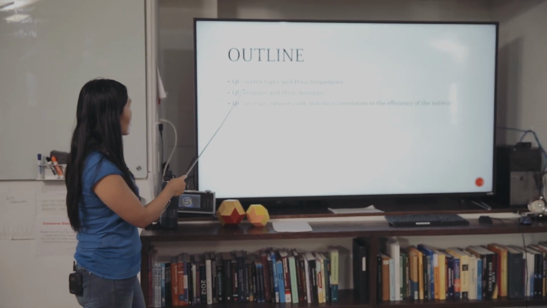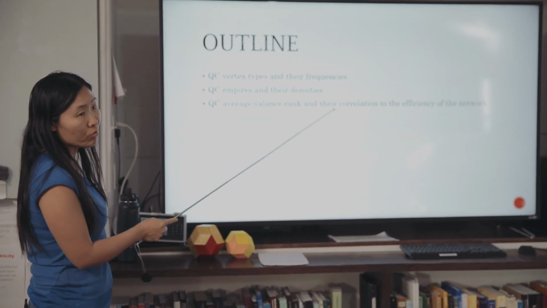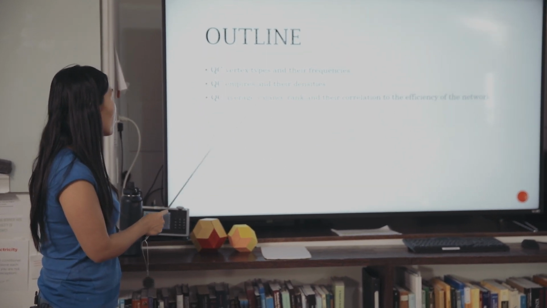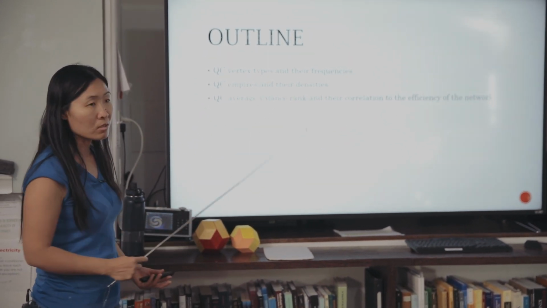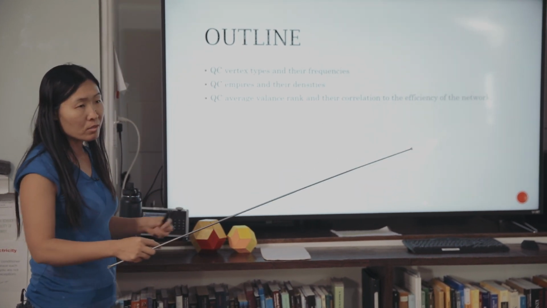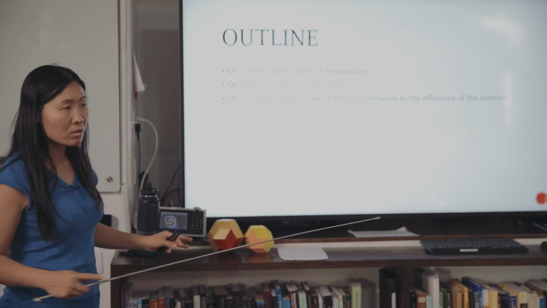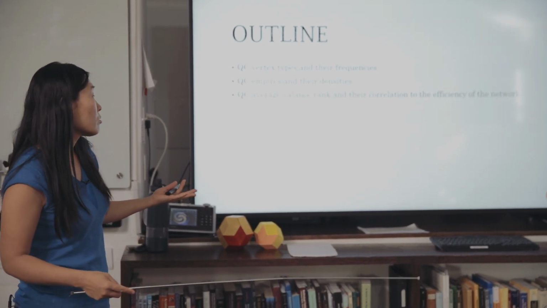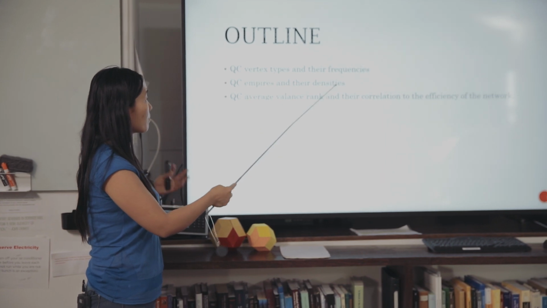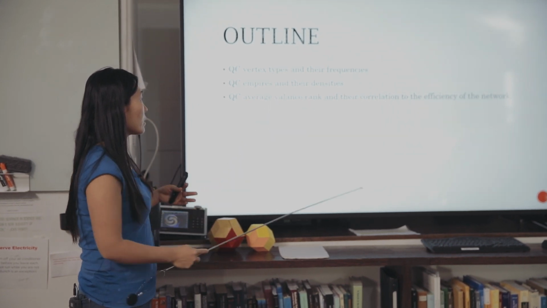So we'll talk about the quasicrystal vertex types and their frequencies and how to calculate them. And then quasicrystal empires and their densities. When we talk about empire, we want to know if the empire is dense or sparse. And then later on, of course, we talk about the interactions between vertex types, and then I would relate these two properties.